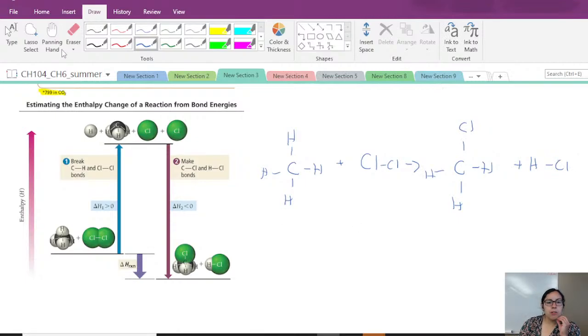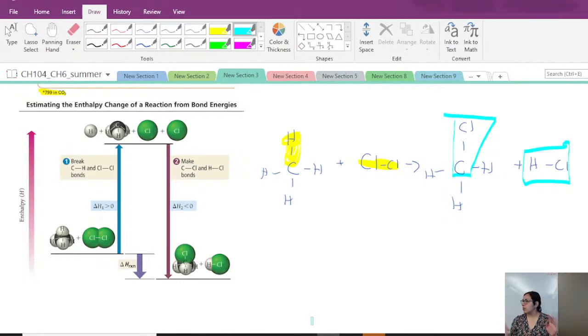At this point, identify what bonds are being broken. So we need to break a CH bond formally. We need to break a chlorine-chlorine bond. And then we're going to make this carbon-chlorine and make hydrogen-chlorine. So does that make sense? You're just identifying what changed, and then of course the quantities. If this was using multiple equivalents, we'd need to take that into account.